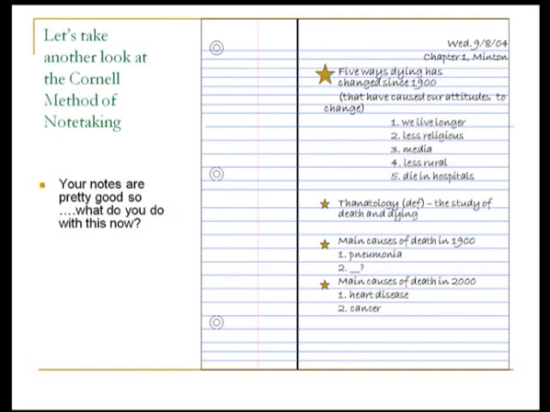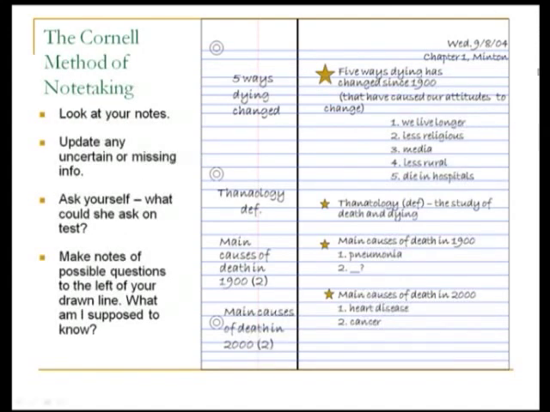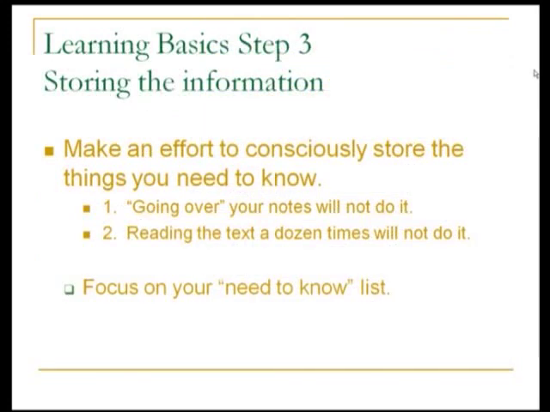I also want my students to know the main causes of death in 1900 and the main causes of death in 2000. So what could I do with this? Over here in this column to the left, I could actually make a list. And here's what it is. I made a list. This is what my teacher wants me to know. The 5 ways dying has changed, thanatology definition, main causes of death, etc., etc. Now why is that useful? That begins a good list of what it is that I need to be sure that I know. And how could that be useful to me? Well, we'll find out a little bit later.